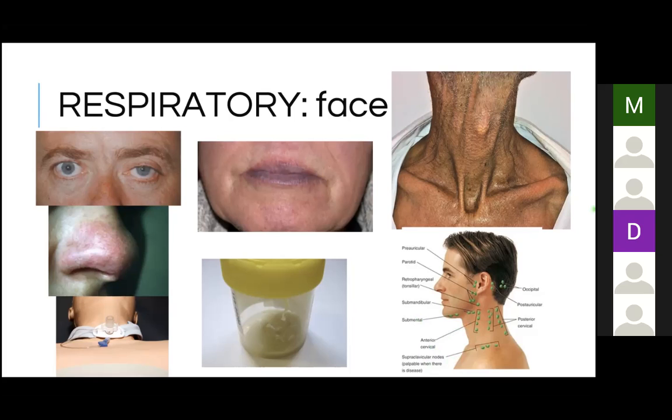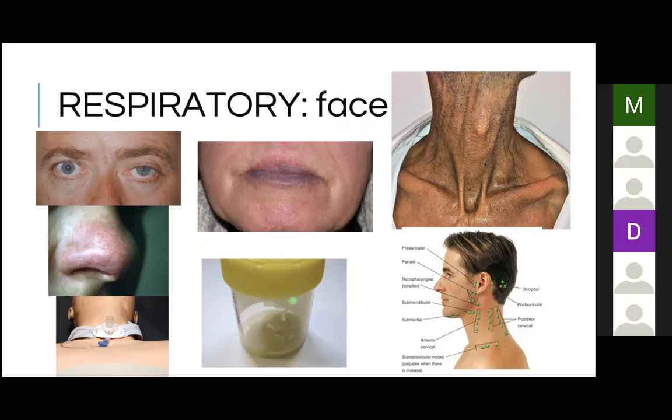So just for this node, the Virchow's node, generally it can indicate gastrointestinal cancer because it actually drains to the abdomen and specifically the stomach. So it can indicate gastric cancer.